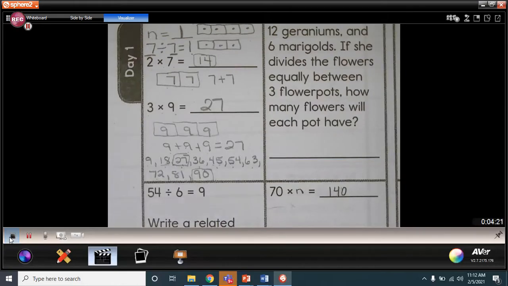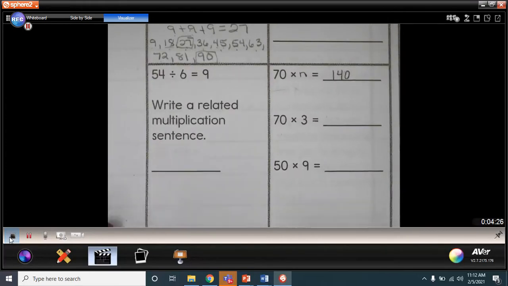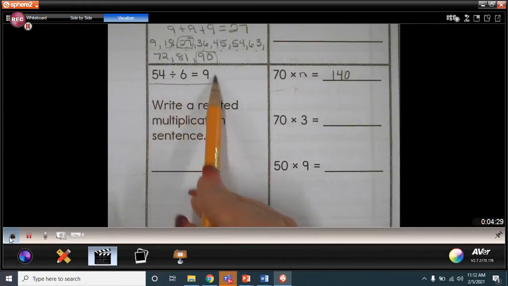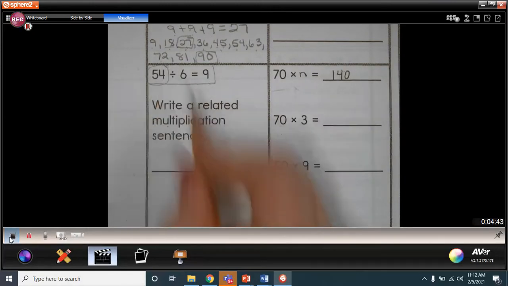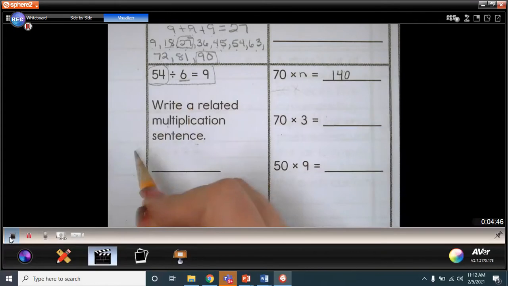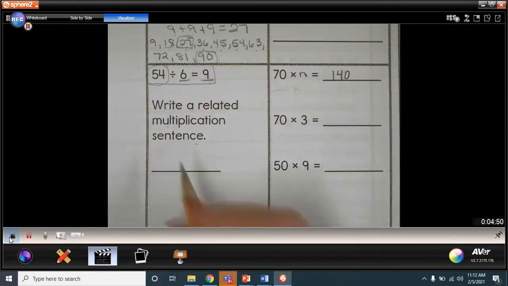All right, I'm going to skip the word problem for just a moment. And now I'm going to take a look at our division sentence here. And they're asking us to write a related multiplication sentence. When we talk about a related multiplication sentence, we take these 54 objects and break them up into 6 groups, and we know that there are going to be 9 in each group. Well, with that understanding, we can use multiplication to check our division.